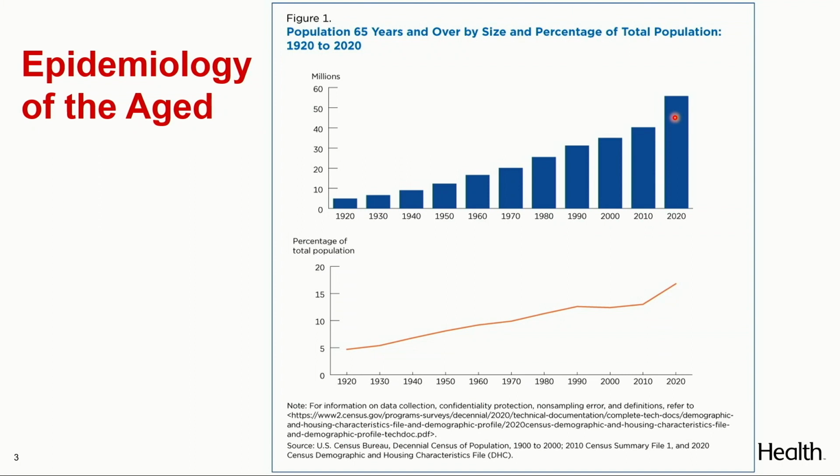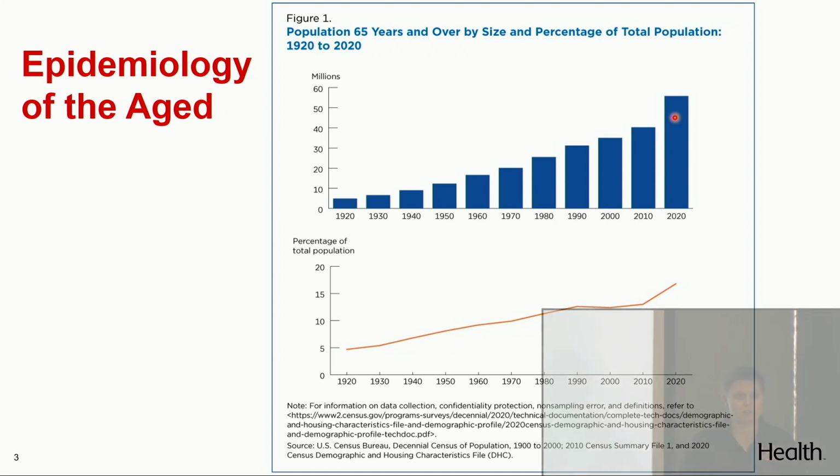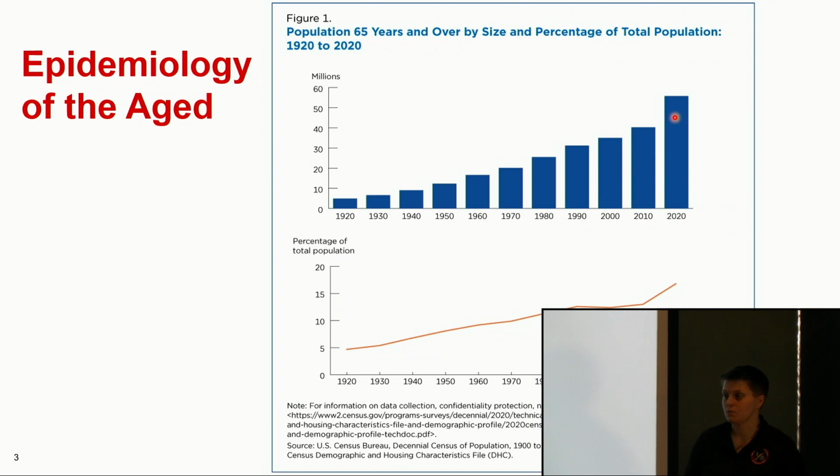It's also a population that's growing at its fastest rate in decades and decades. And mainly this is because these are our baby boomer generation, so all of the people that were born in the 50s and 60s are now coming to be a part of this patient population.